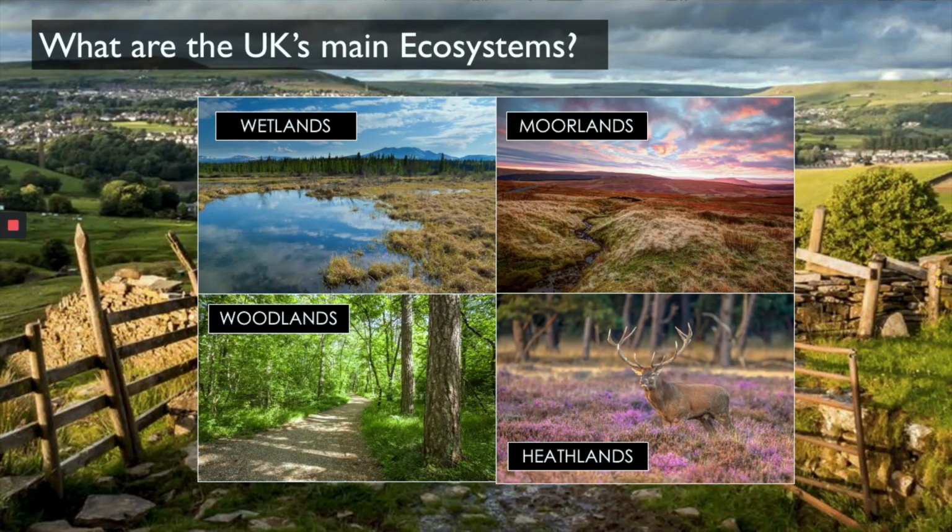Our 4 main ecosystems in the entire of the UK are wetlands, moorlands, woodlands and heathlands. Wetlands, moorlands and woodlands all occur in the valley, and we're going to look at these in a bit more detail later on. But first of all, let's look at the characteristics of these ecosystems as a whole.